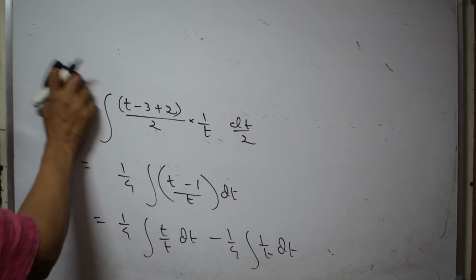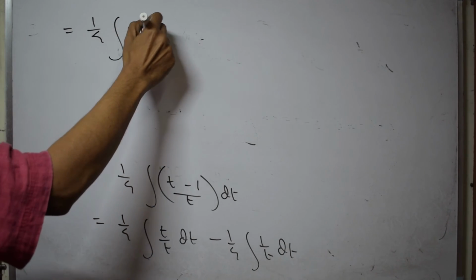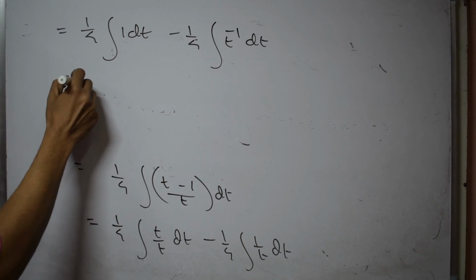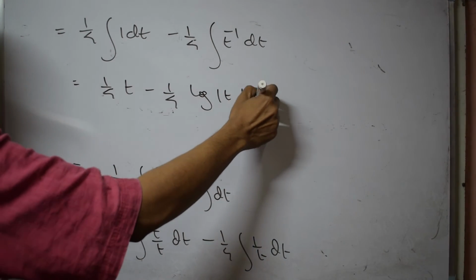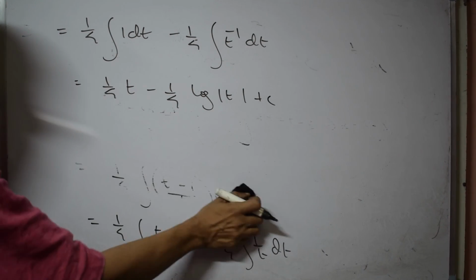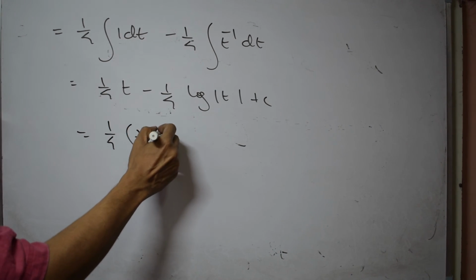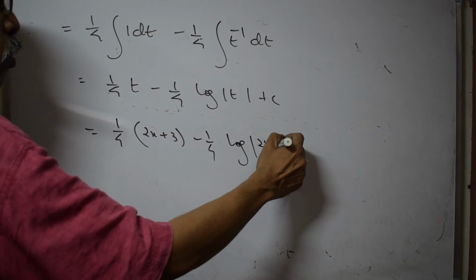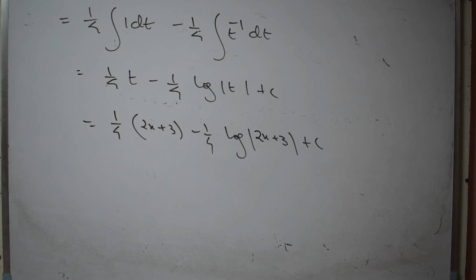So our problem is finally becoming 1 by 4 integral of 1 dt minus 1 by 4 integral of t to the power minus 1 dt. So this is 1 by 4 t minus 1 by 4 log t. We know that t is 2x plus 3, putting that there: 1 by 4 (2x plus 3) minus 1 by 4 log (2x plus 3). We can do this problem in a different, shorter manner. But what I have tried to discuss is the general idea of substitution.